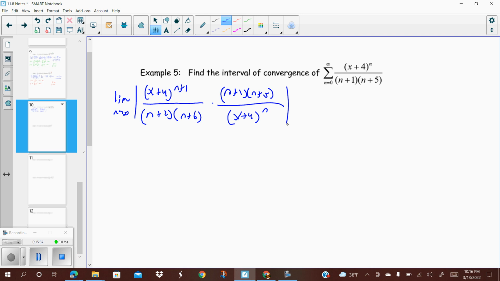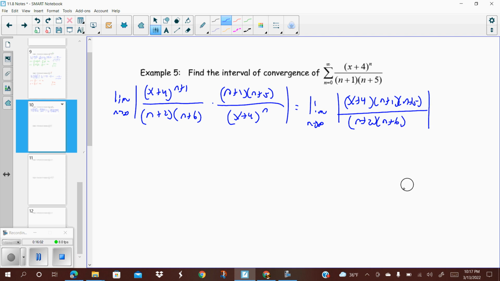So it looks like the only thing that's going to reduce here is the x plus 4 parts. Limit as n goes to infinity, absolute value. That should leave us with an x plus 4 on top. And then we're going to have n plus 1, n plus 5 over n plus 2, n plus 6. So the dominant term in the numerator and the denominator is going to end up being an n squared, so their coefficients are just 1.